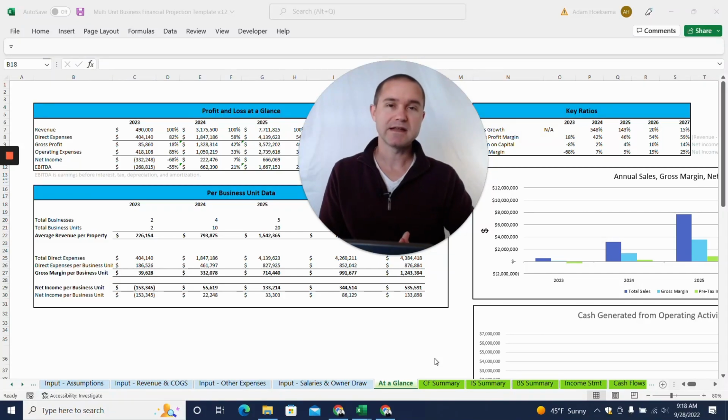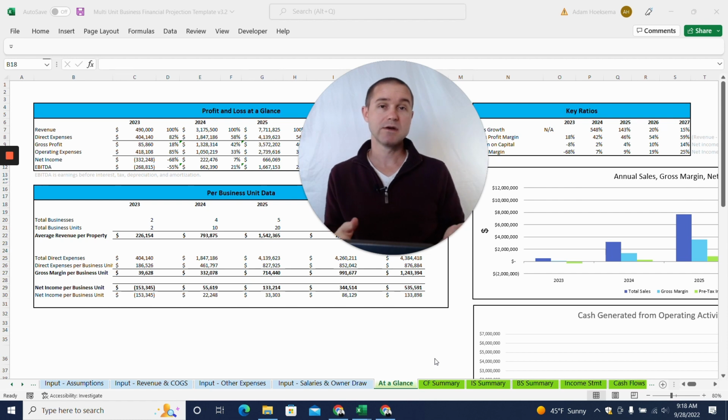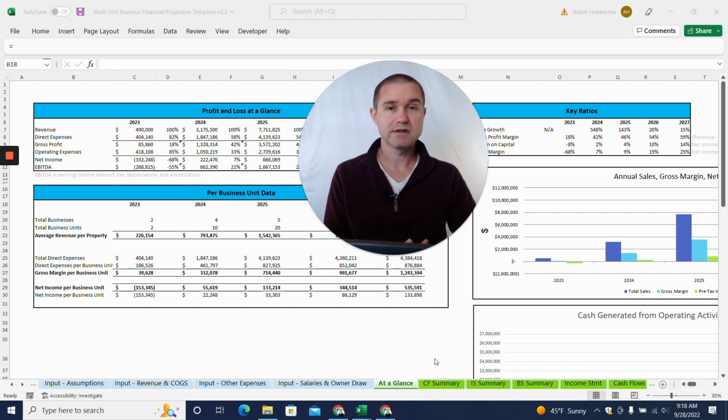Hey, if you're looking to implement a roll-up acquisition strategy and you need a financial model to help you model how the consolidated units that you're going to be acquiring will play together, what the cash flows are going to look like, and ultimately what the potential return could be for this roll-up strategy, then you've come to the right place, because we have built a financial projection template built specifically for this type of use case.